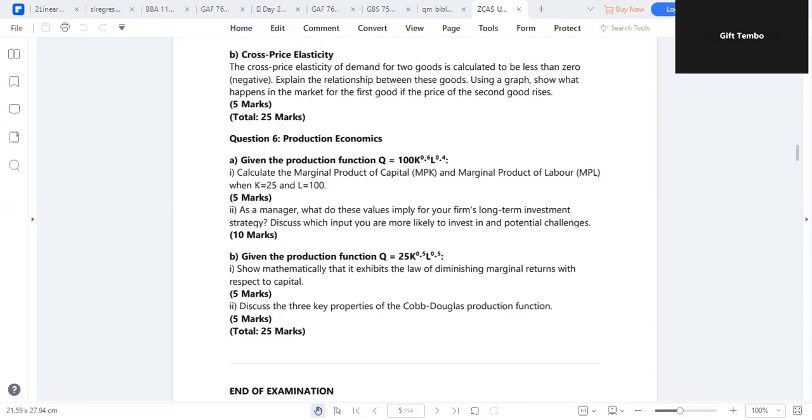The key components we're going to look at in this section will be inputs. What are inputs? We'll be looking at the factors of production like labor, capital, and entrepreneurship. We also look at outputs. What are outputs? These come in terms of the goods and services that are produced. We also look at technology, which is the method of combining these to produce output.